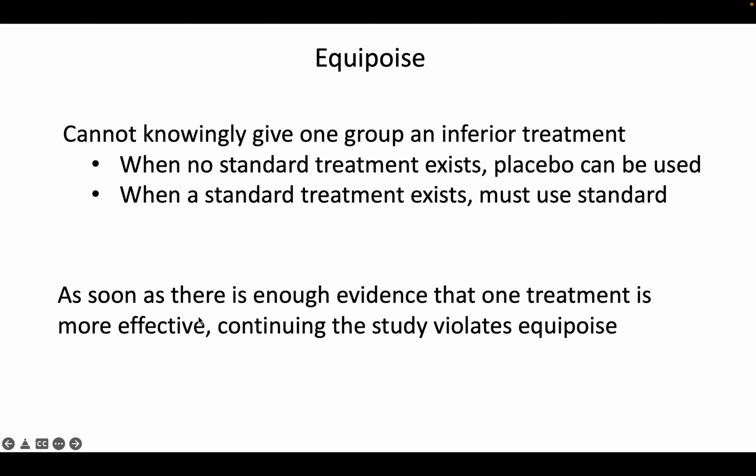Also, in certain studies, there's periodic analysis of the evidence we have so far. You do it every couple of years if it's a long trial. As soon as there's enough evidence that one treatment is better than the other, it's unethical to continue, because all of a sudden you're violating equipoise. Once you have enough evidence to say that one treatment is better, you need to stop the study.